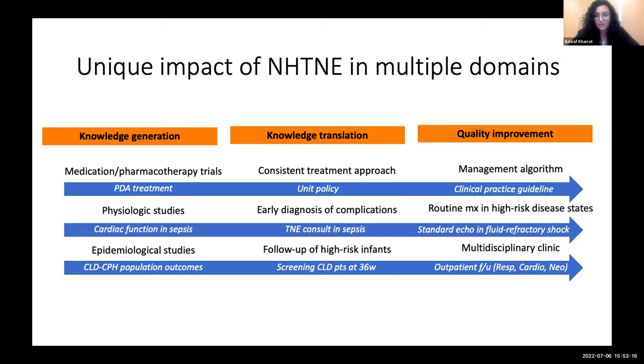For example, we do a lot of knowledge generation in terms of conducting pharmacotherapy trials as it pertains to PDA treatment. From the knowledge that we generate from that, we're able to translate that into a consistent treatment approach, like a unit policy. And when we have some consensus across multiple centers or higher quality evidence from the primary trials, we're able to generate a higher quality clinical practice guideline, and the implementation and evaluation of clinical practice guidelines is part of quality improvement.